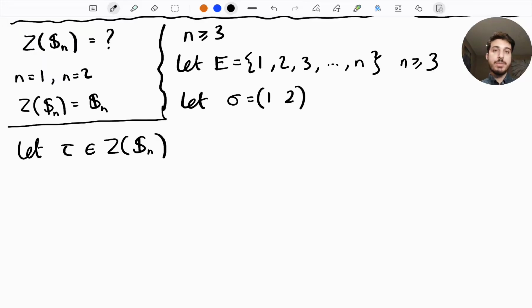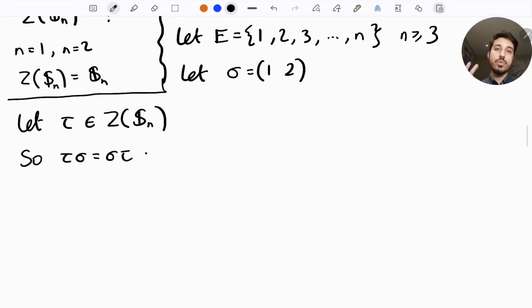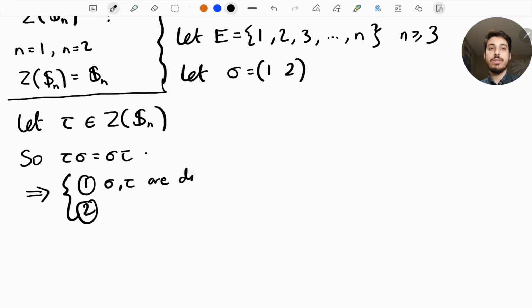Okay, what can we say about tau then? Because if an element is in the center, that means it commutes with all of the elements in Sn. In particular, it commutes with sigma. So tau sigma is equal to sigma tau, commutative. But then this leaves us two choices, first case, second case, one of which must be true. Either sigma and tau are disjoint.